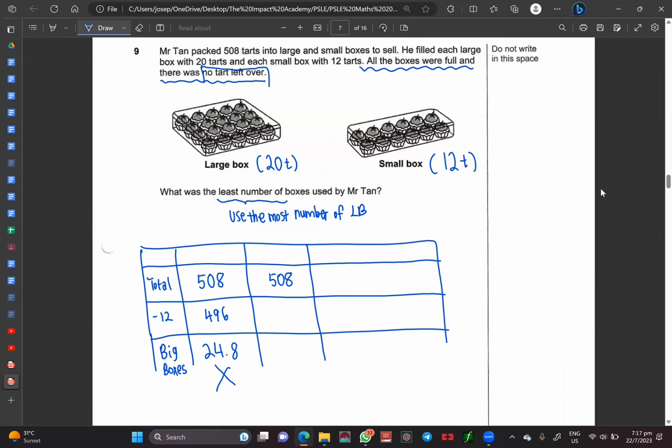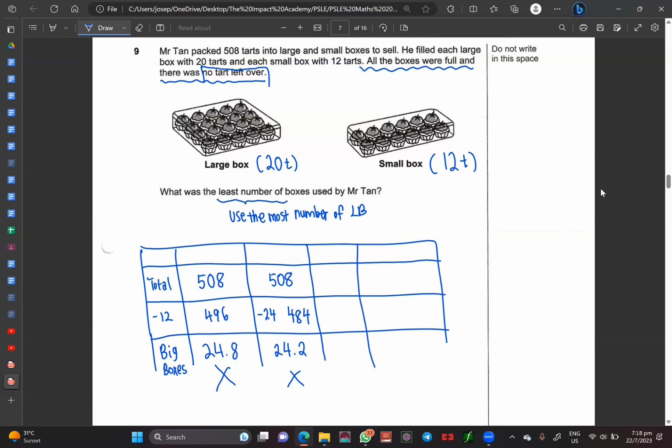So it doesn't meet the criteria. Now I'm going to try two small boxes. You get what I'm trying to say, right? So 508 minus 24, we get to 484. Now we ask ourselves, is 484 a multiple of 20? No, because you get 24.2. But you realize that we are getting closer and closer. So cannot. Okay, next one.